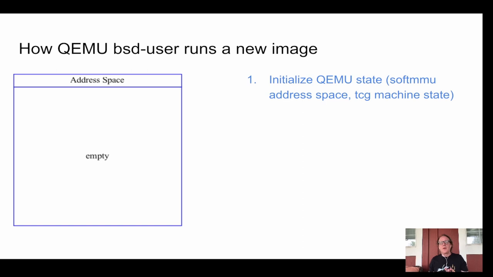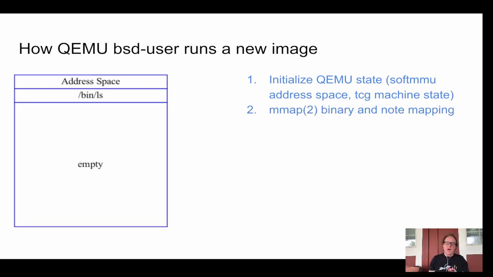So I'm going to briefly run through what QEMU does when it executes ls. So the kernel takes care of running the proper QEMU, so it doesn't have to determine architecture or anything like that. It just does some sanity checks based on the architecture it's given. It initializes its state, the soft MMU address space, the TCG state machine, and the kernel's initial state. It then mmaps the binary and takes a note of the mapping so that it can do the guest to host and host to guest mappings that I was talking about earlier.